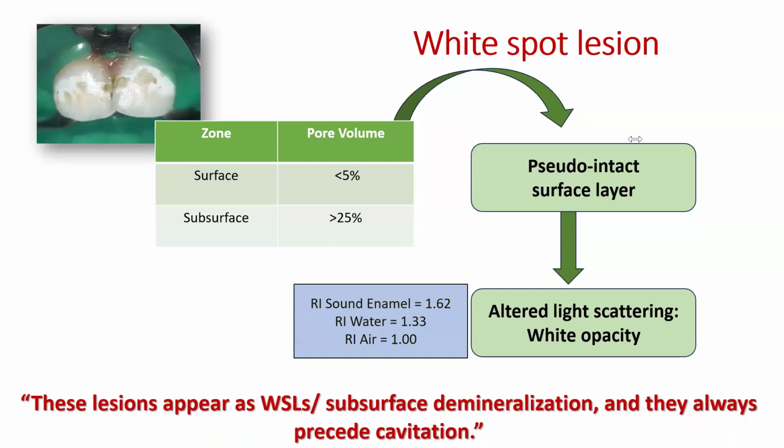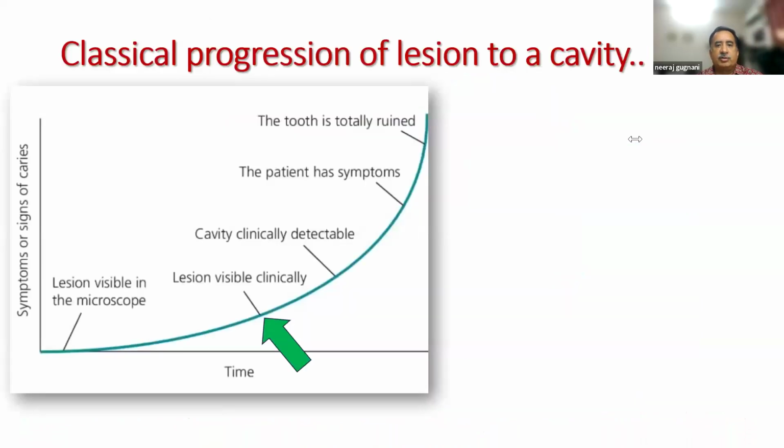So these lesions appear as white spot lesions or subsurface demineralizations, and these are the lesions for which you have to intervene. Otherwise, they will lead to cavitation. So we need to understand this is the stage when we should consider it as clinical caries. It's not a cavity; it's visible clinical caries. Clear? So this is the classical progression of a cavity, and as you can see, the green arrow, the lesion becomes visible much before the lesion is a cavity.